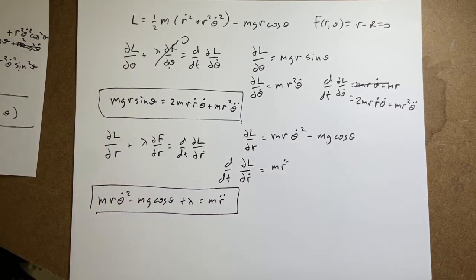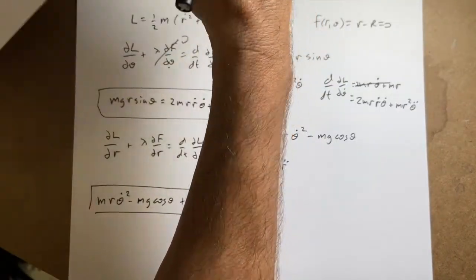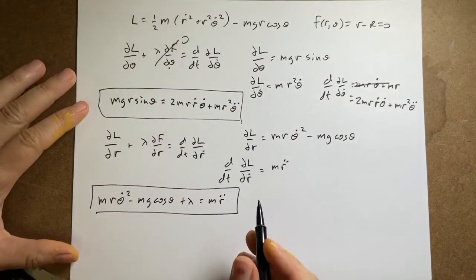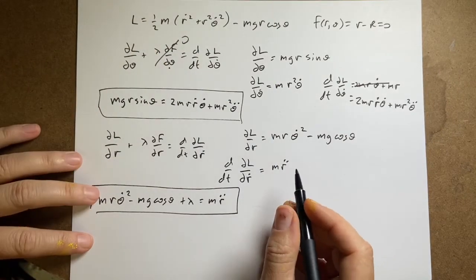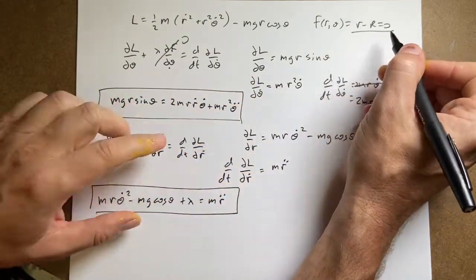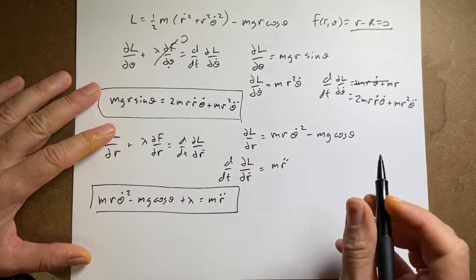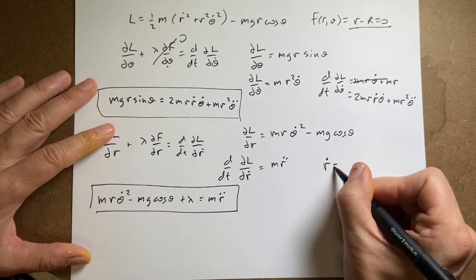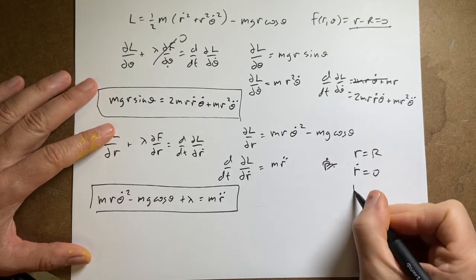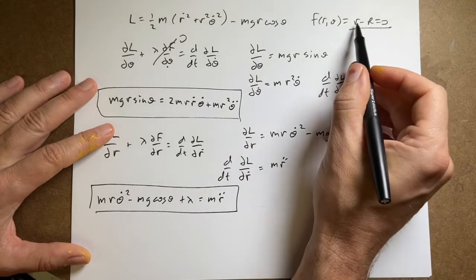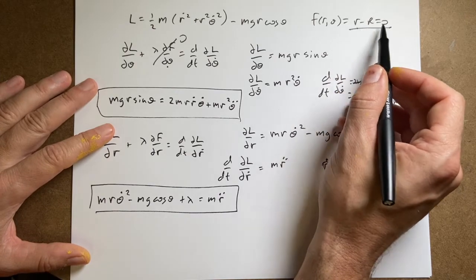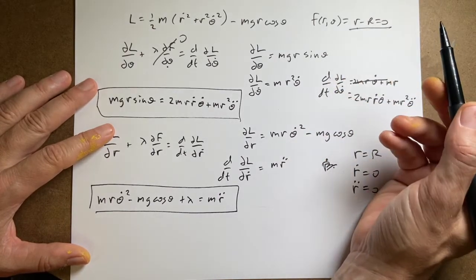Okay. Next, I'm going to apply the constraint. Because here I have r's and thetas in here, but I know the relationship between these right here. So if I take the derivative of this, I get r dot equals 0, r double dot equals 0, right? Because if I take the derivative of this, then that's a constant. So I get just r dot equals 0. Take the derivative again, I get r double dot is equal to 0.